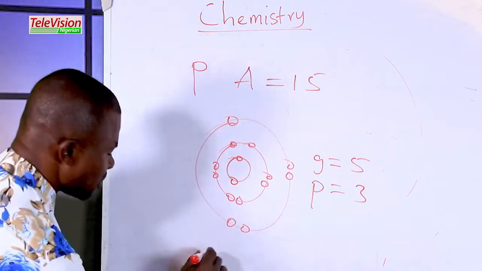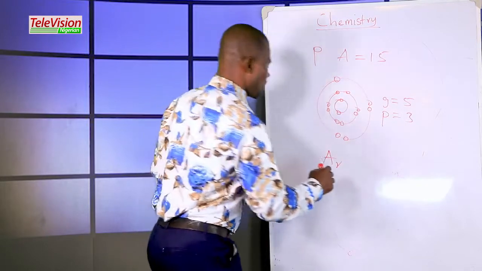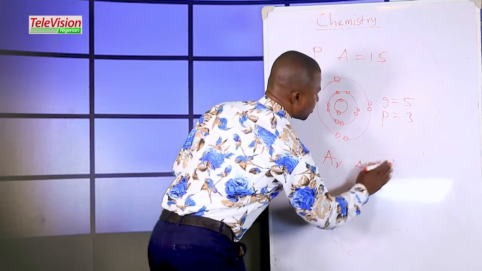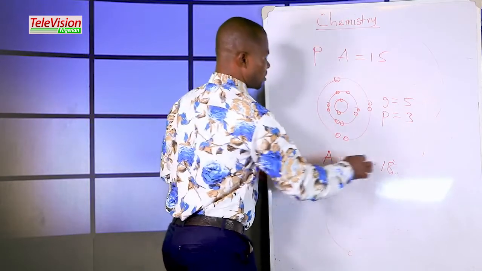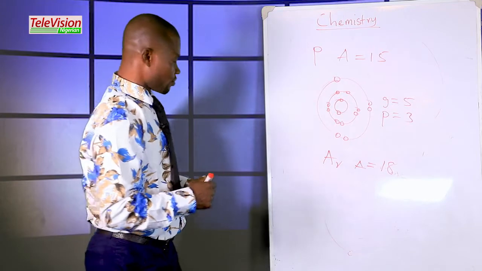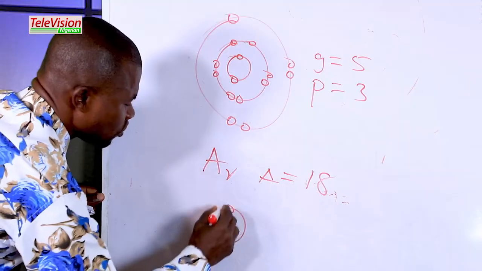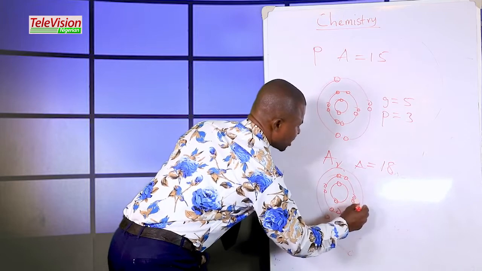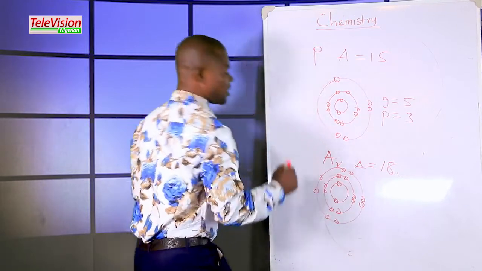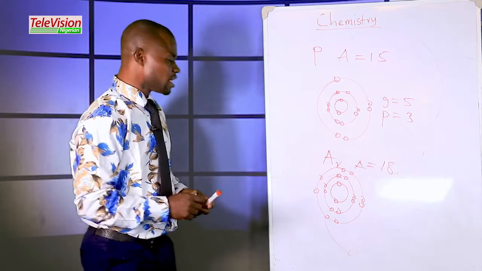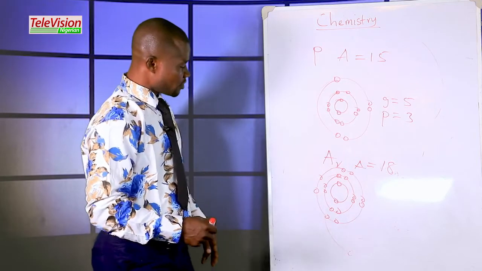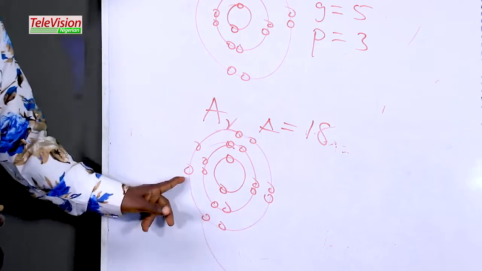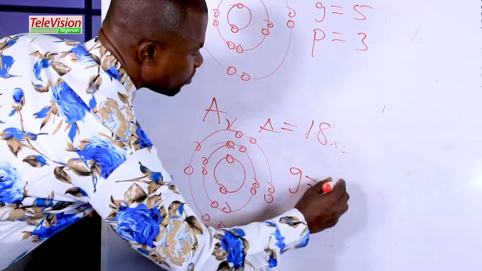Let's talk about argon. The symbol of argon is Ar, and the atomic number of argon is 18. We have it to be 1, 2, 3, 4, 5, 6, 7, 8, 9, 10, 11, 12, 13, 14, 15, 16, 17, 18. Complete. So what is the group of this argon? Let's count the number of electrons in the outermost shell. 1, 2, 3, 4, 5, 6, 7, 8. So this one belongs to group 8.